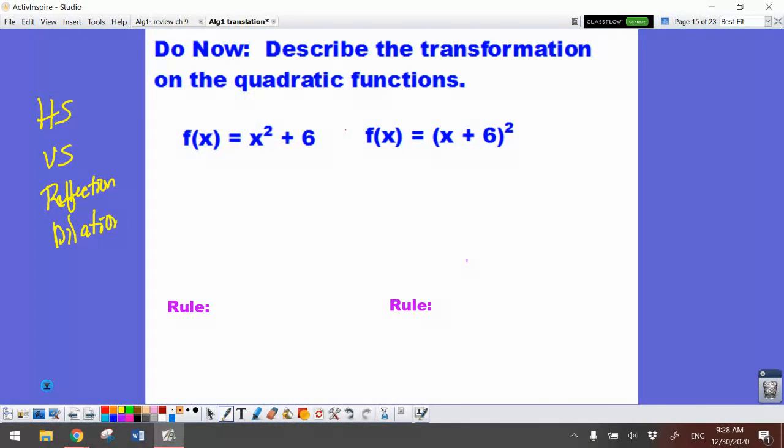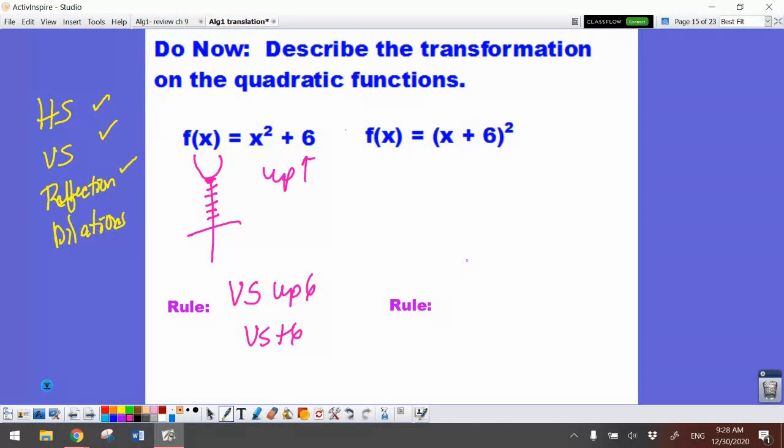dilations. Okay? The three we worked on yesterday were mostly these three. So horizontal shift, vertical shift, and a reflection. So which one is this first one? Well, this one, x squared plus 6, this is a vertical shift, okay, which means it's going to go up 6 spots. Or a VS plus 6, okay? It's going to go up 6. So if I was to sketch this, 1, 2, 3, 4, 5, 6, there's my point.